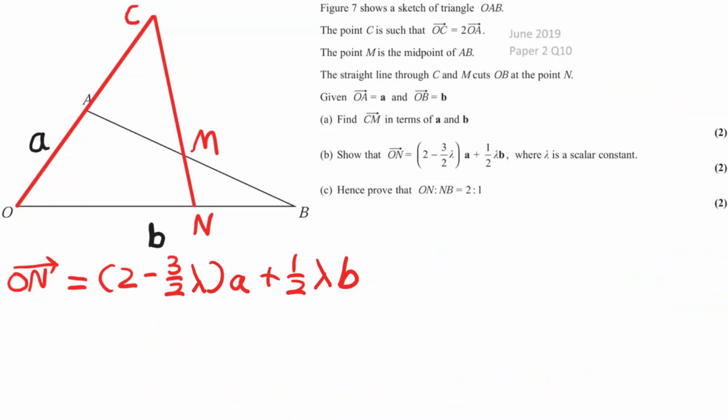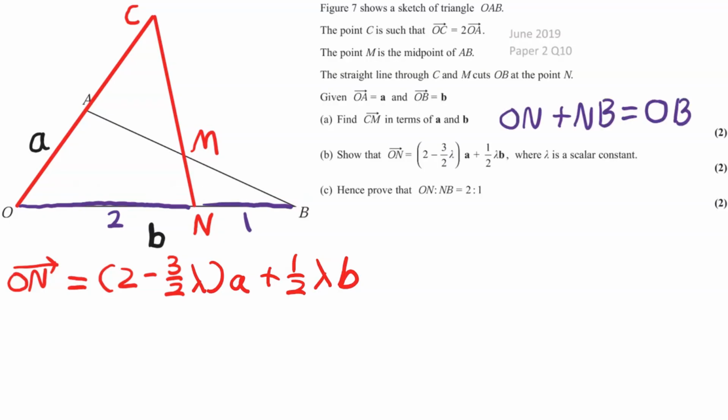Okay, and then for part C, we need to prove that the ratio between ON and NB is 2 to 1. So what this means is the line ON, which is this here, and the line NB, which is this here, the ratio between their sizes is 2 to 1. Now, of course, this entire line is OB. So ON plus NB is equal to the entire line, which is OB. We need to prove that the ratio between their two sizes, though, is 2 to 1. Remember, this entire side, OB, is equal to this b here, as it says in the question.